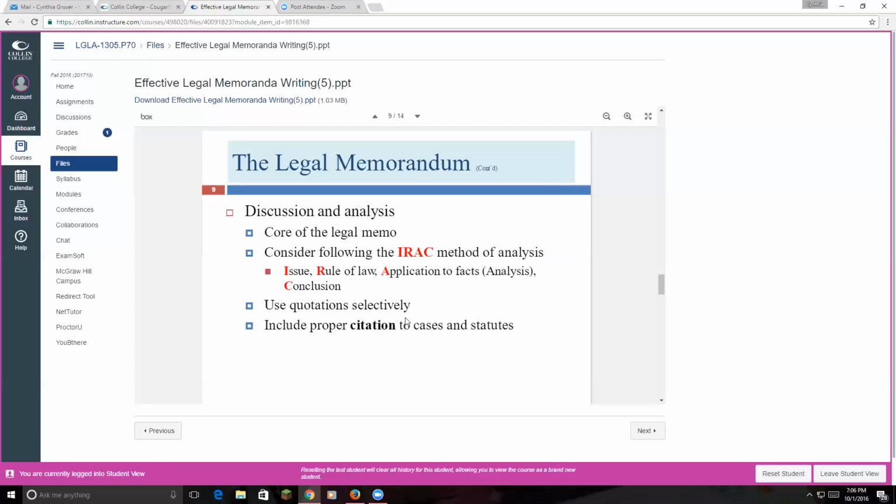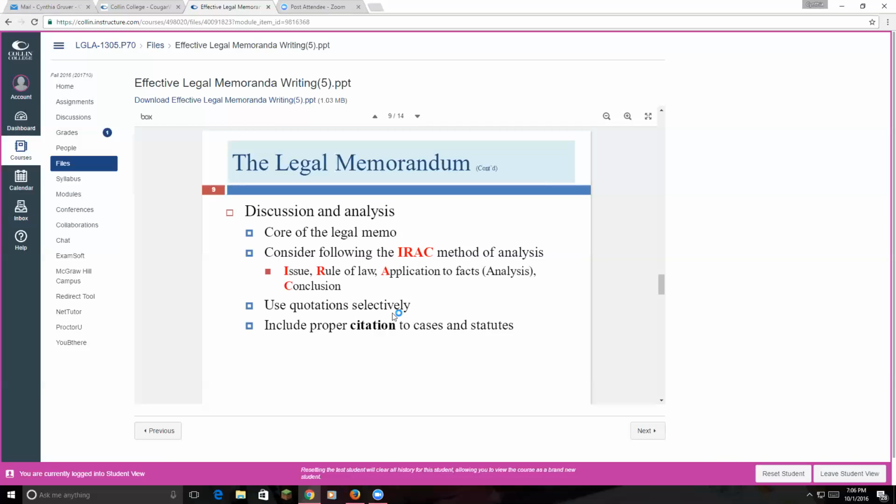You're not going to want to use a lot of quotations. This is hard sometimes for students to back away from. Quotations are easy to use. You just cut and paste, you put quotation marks around it, you do the citation, you're good to go. You don't have to write it. It's already been written for you. But there are a few problems with that.